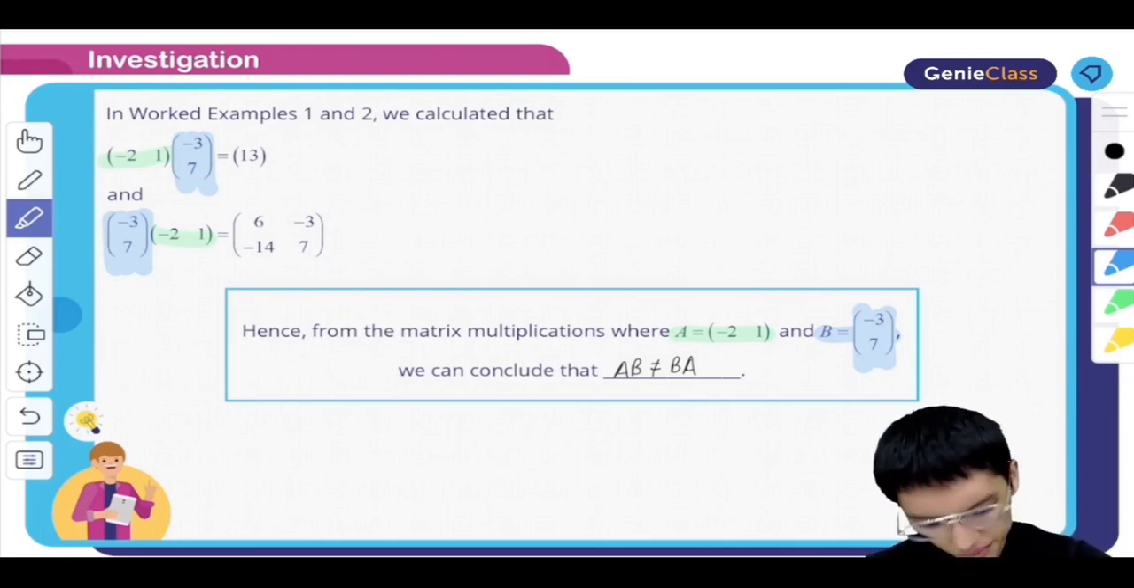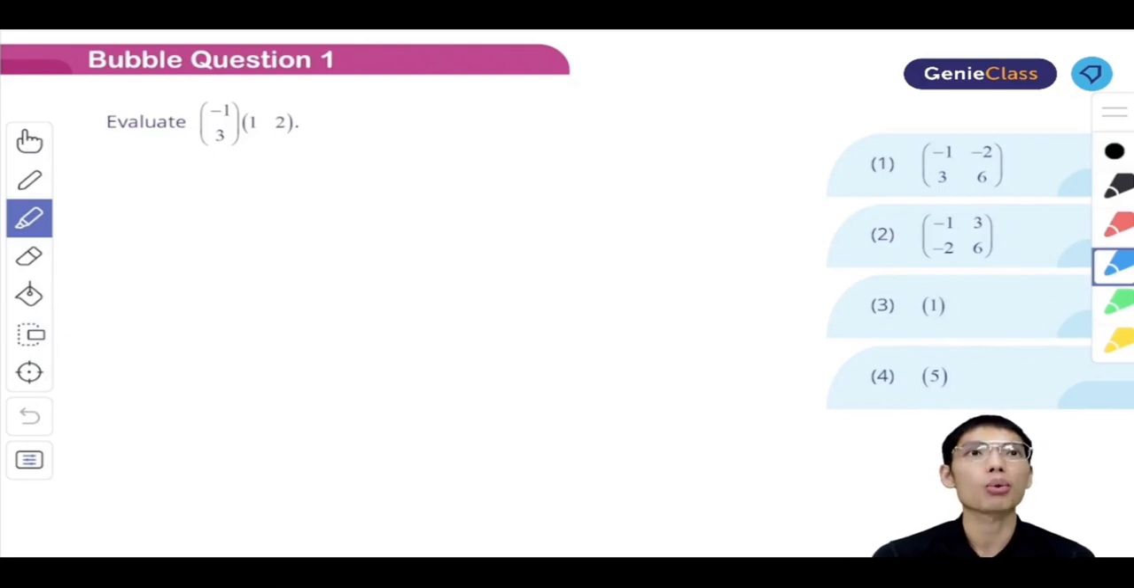But for now, bubble question number 1. One minute long. Try it yourself. Try it in your own timing first. Let's see whether you can answer in 1 minute, in 3, 2, 1. Let's go.